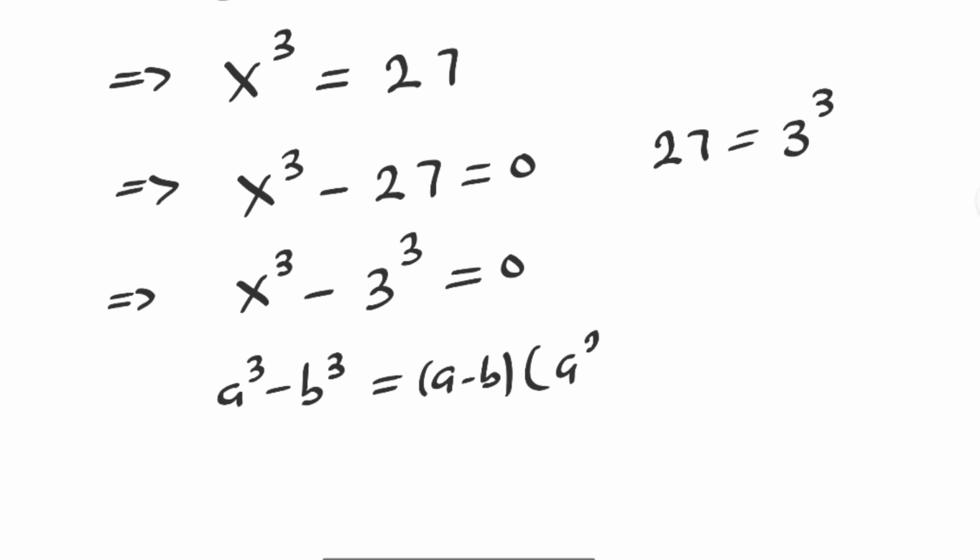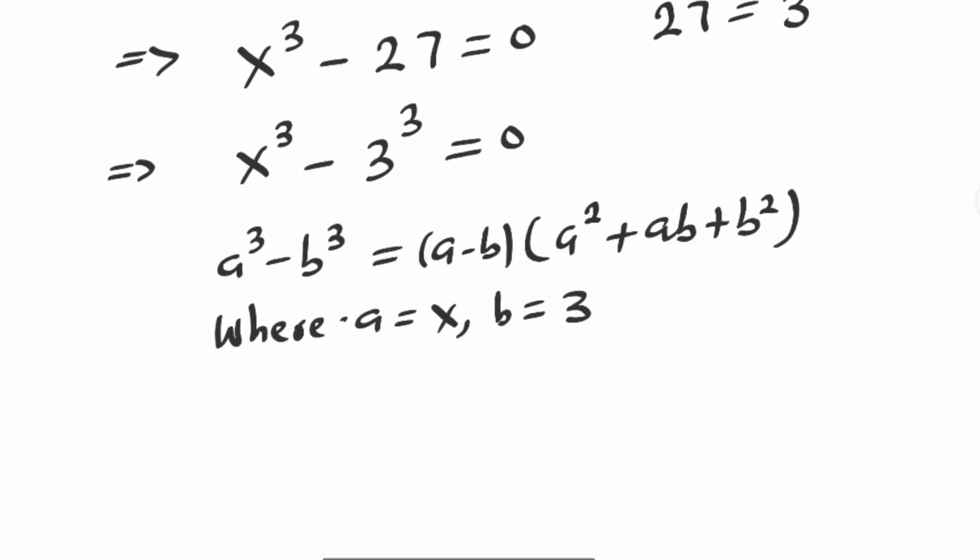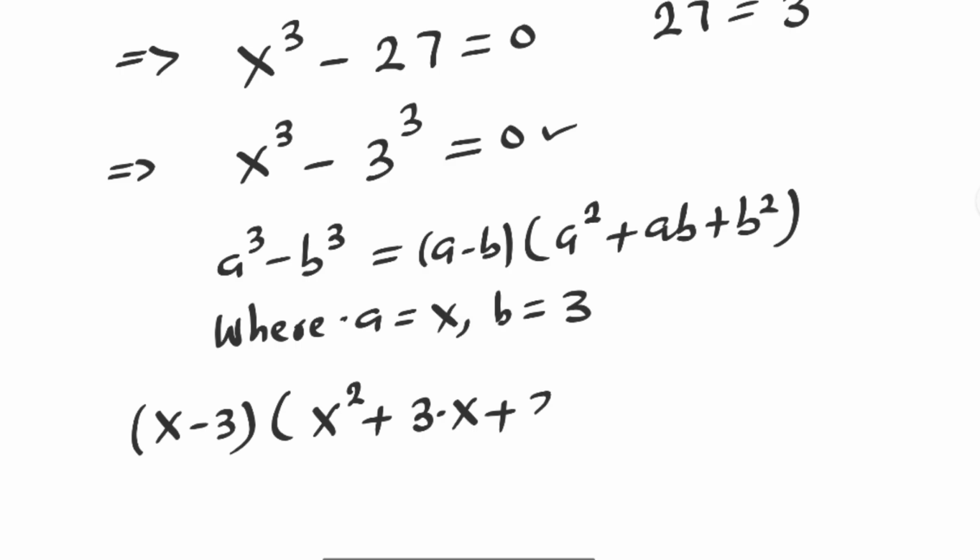bracket a square plus ab plus b square, where a is equal to s and b is equal to 3. Then this can be written as s minus 3 bracket s square plus 3 multiplied by s plus 3 square is equal to 0.